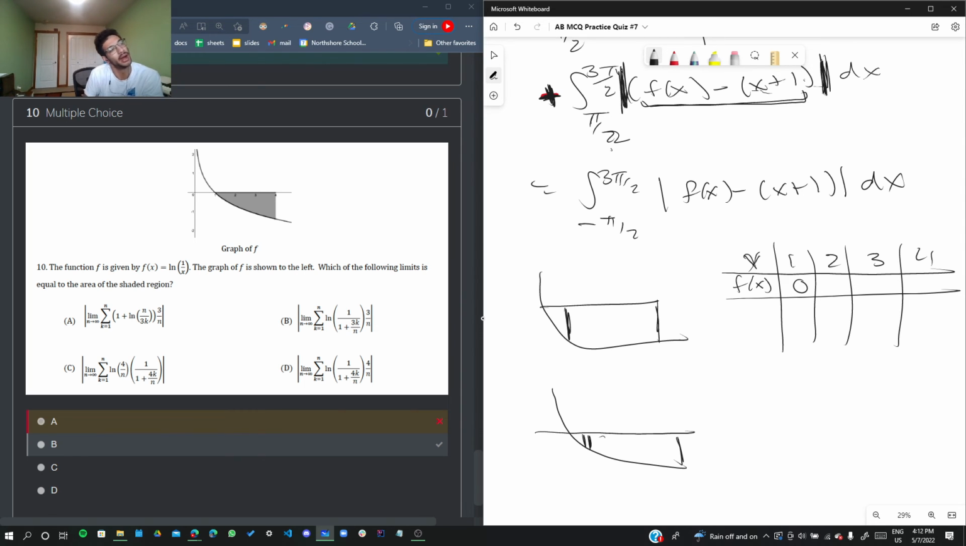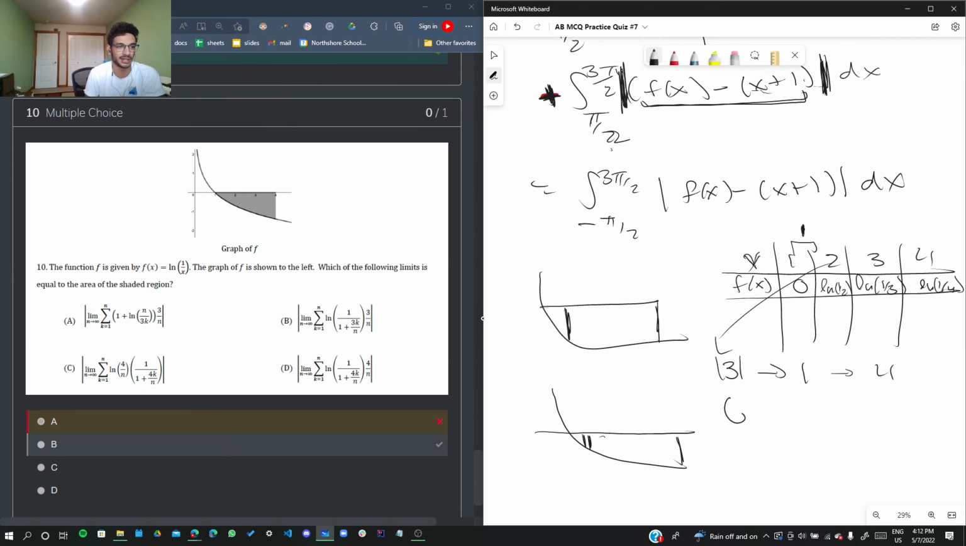Natural log of 2, sure, we can just say natural log of a half, right? This is natural log of a third, and then this is natural log of a fourth, right? So suppose that we had 3 rectangles, and we're going from 1 to 3, 1 to 4, right? So then each of these, the length of this is just going to be 1.